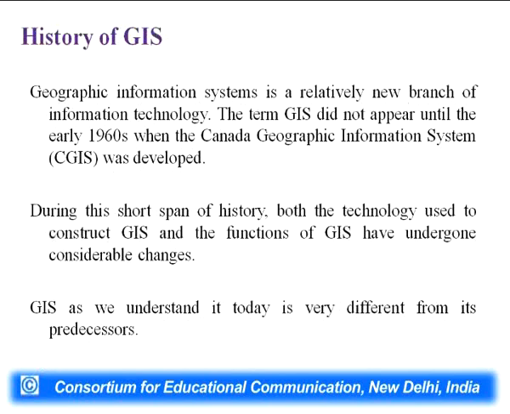If we look at the history of GIS, geographic information system is a relatively new branch of information technology. The term GIS did not appear until the early 1960s when the Canada Geographic Information System was developed. During this short span of history, both the technology used to construct GIS and the function of GIS have undergone considerable changes. So GIS as we understand it today is very different from its predecessors.